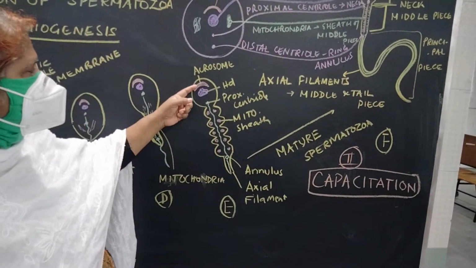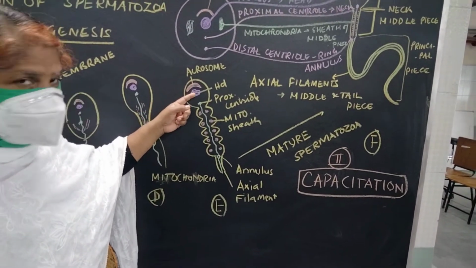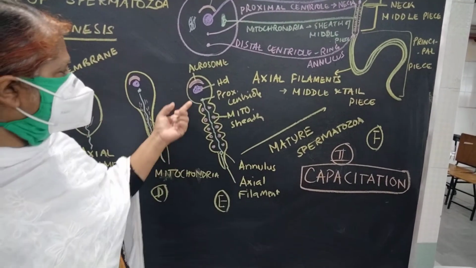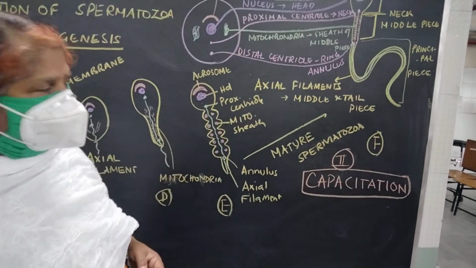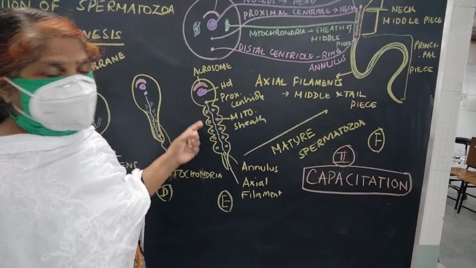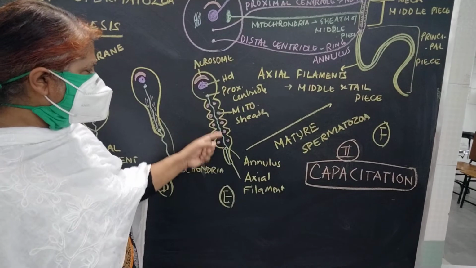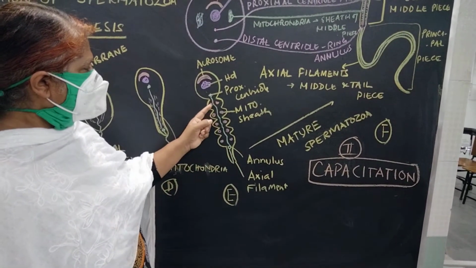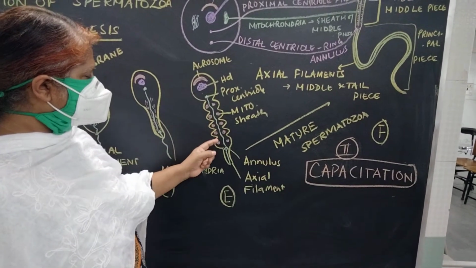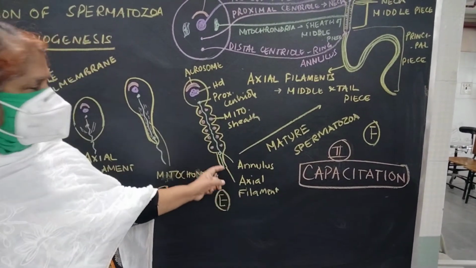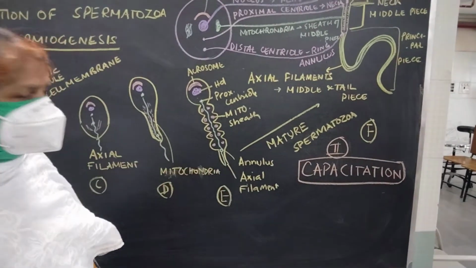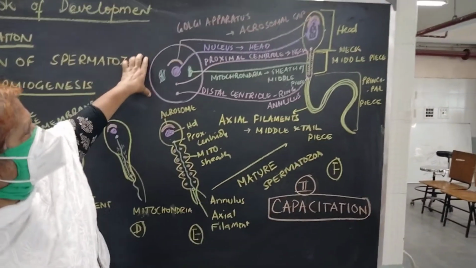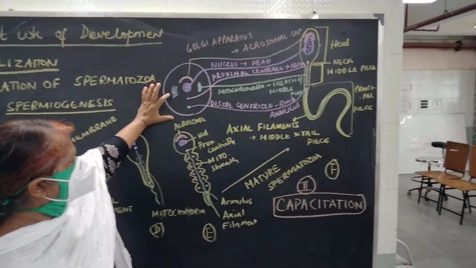In the head, we will see this acrosome and the nucleus. Then we will see the proximal centriole in the region of the neck, between the head and the middle piece, where we will see the presence of the proximal centriole. Then in the middle piece, we will see the main axial filament passes, and then the mitochondria will be arranged in the sheath like this, and the axial filament is extended till the extreme of the tail region. Now we will see what are the changes that take place over here.